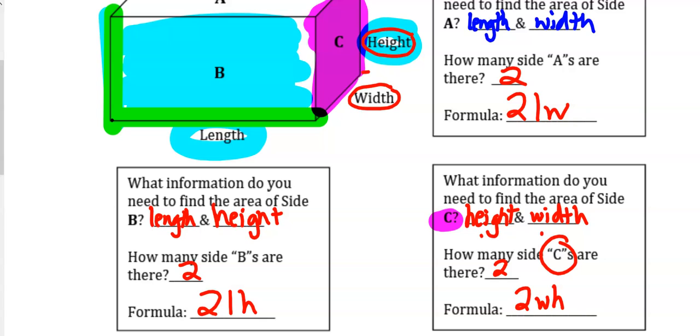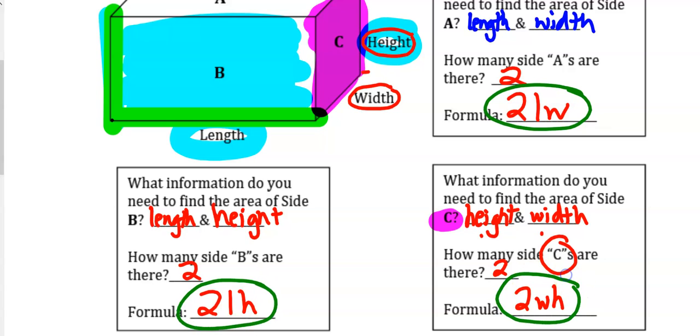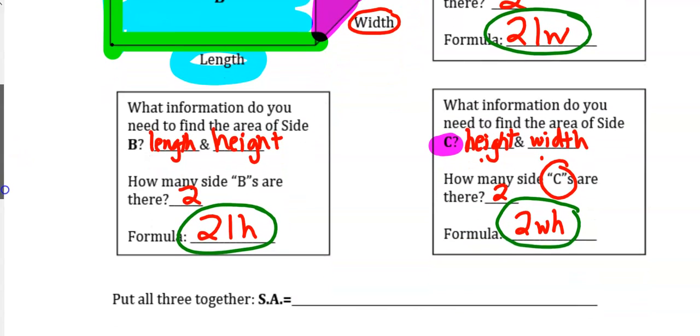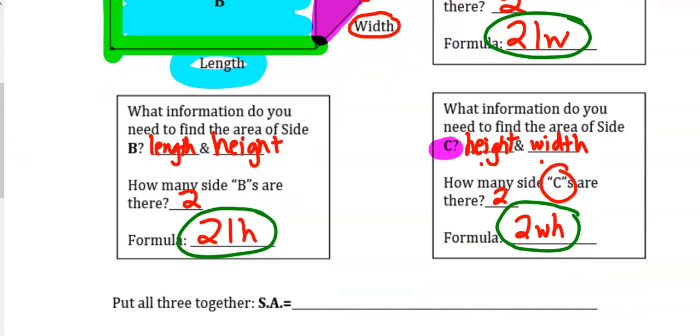So if we put all of these together, just like with the nets, we added all the different surfaces together, we can do that with our formula. So we're going to take each of these and we're going to add them to come up with our formula. So surface area is equal to 2 times length times width, which is going to be our face A and the back, plus 2 times length times height, which is going to be the front and the back.